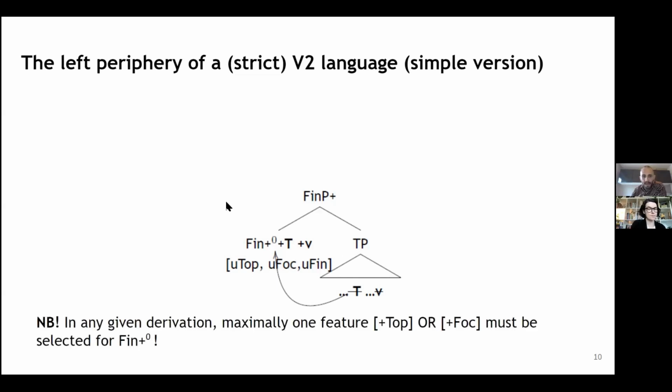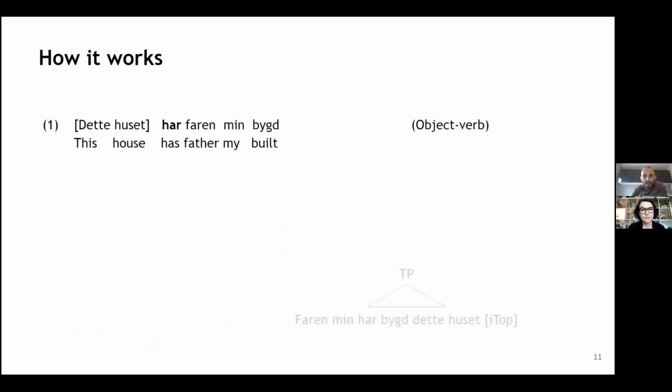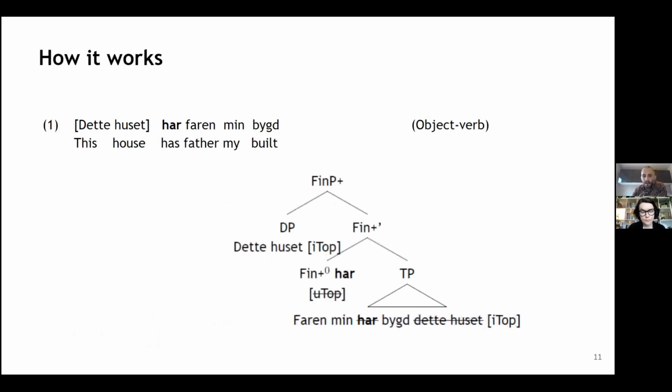Of course, you cannot merge a bundled head in the derivation as such, but you must select a single feature for each sentence. So how does it work? It's very well known. It's the old single CP model in a sense, just with additional features. So if you have an additional TP, my father has built this house, could well be that that's just a TP in Norwegian at least. And if you want to topicalize the house, then of course you merge a Fin plus head with a topic feature. The verb moves and the house moves to the topic position in the spec FinP.